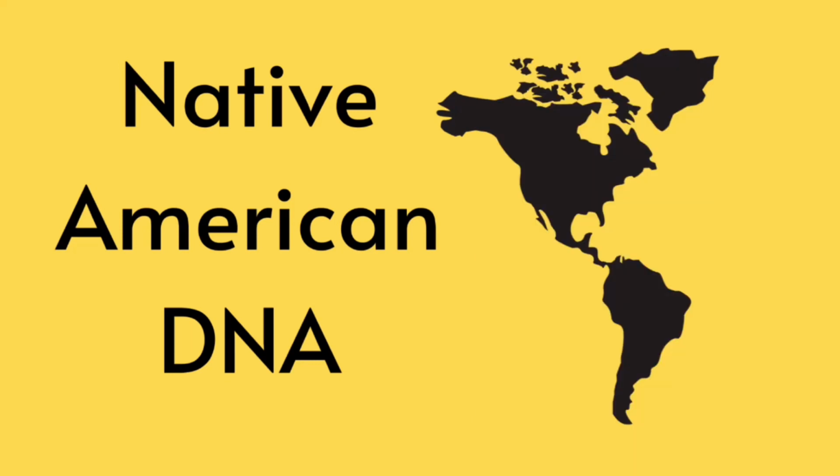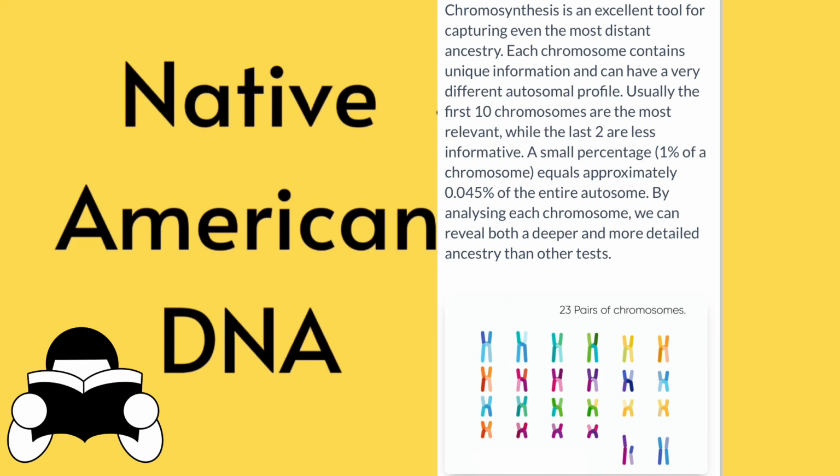Chromosynthesis is an excellent tool for capturing even the most distant ancestry. Each chromosome contains unique information and can have a very different autosomal profile. Usually the first 10 chromosomes are the most relevant, while the last 2 are less informative. A small percentage, 1% of a chromosome, equals approximately 0.045% of the entire autosome. By analyzing each chromosome, we can reveal both a deeper and more detailed ancestry than other tests.